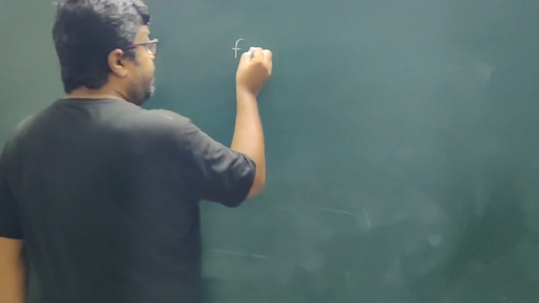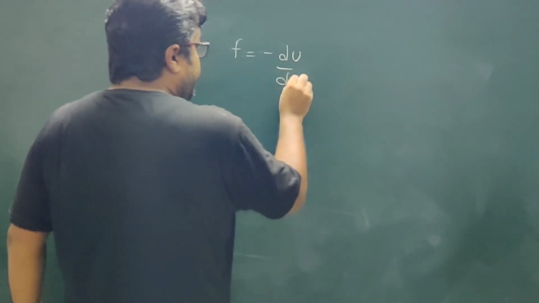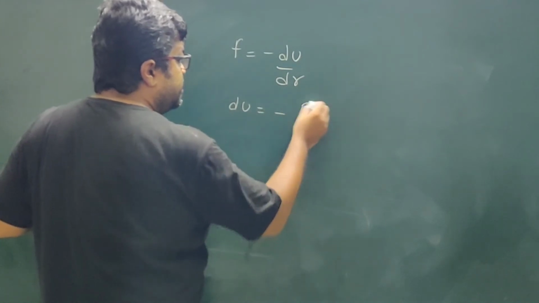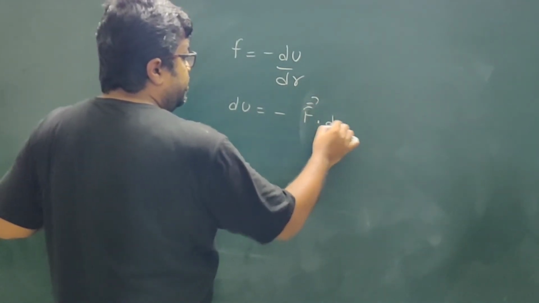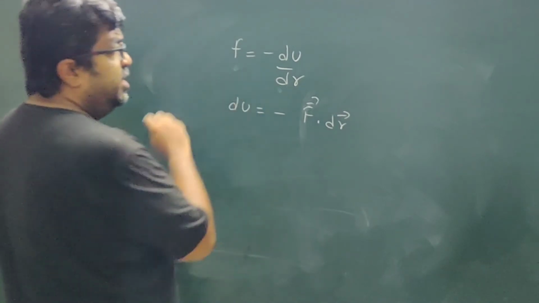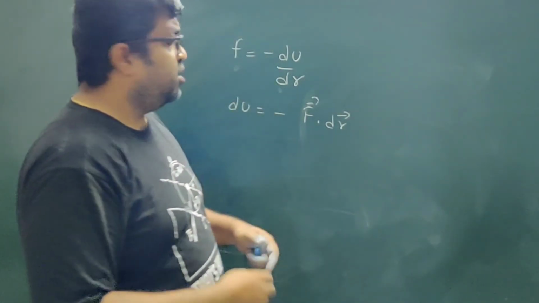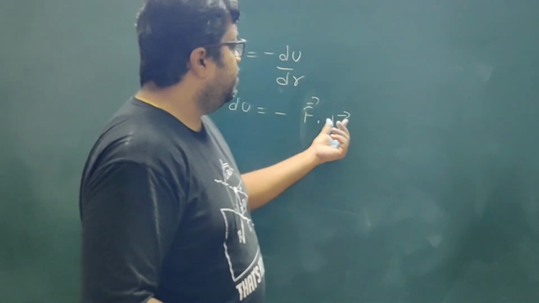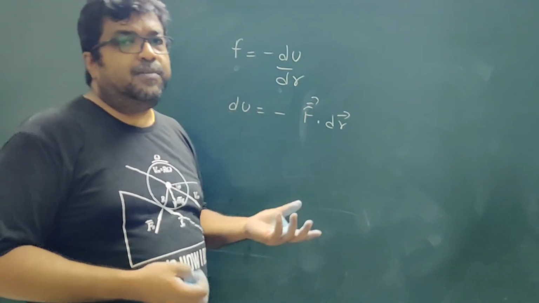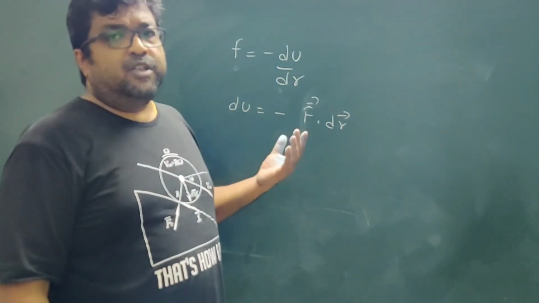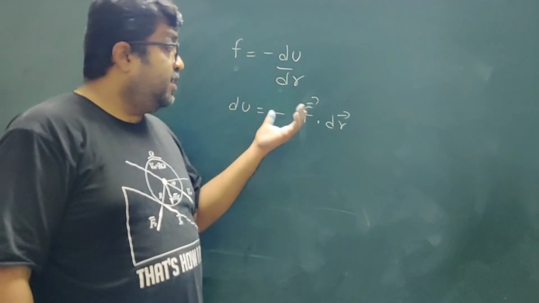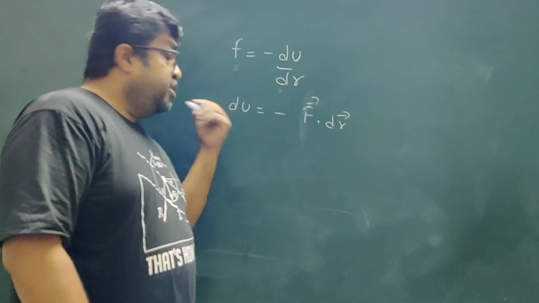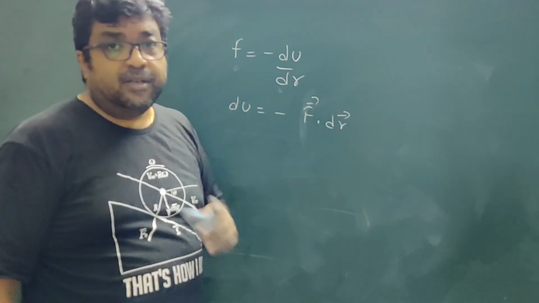Now for conservative force, we have seen that F is equal to minus du by dr. So from this I can write du is equal to minus F dot dr. Here the dot appears because this is potential energy, this is force, this is displacement. Force and displacement are vector quantities, and you can multiply vectors as a cross product or dot product, but potential energy is a scalar quantity, so this has to be a dot product.